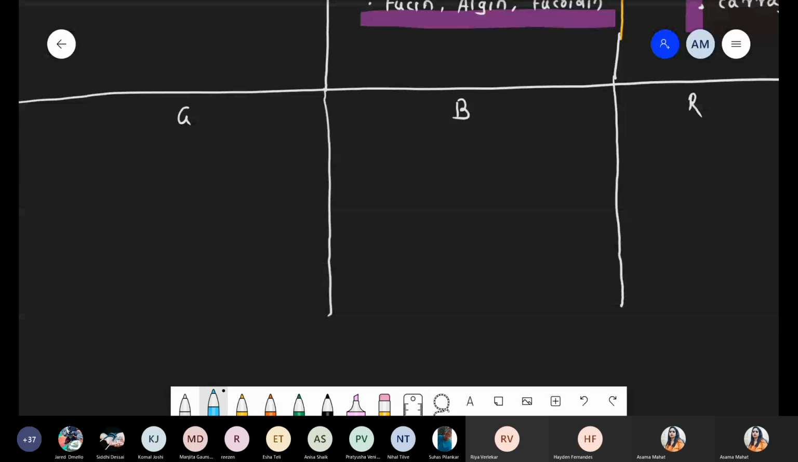Next part we are talking about algae. We said algae, algine, fucine, and fucodine. Basically, these are the brown algae. And what is another name of brown algae? These are also called the pheophyce. True now. Then what's the problem?